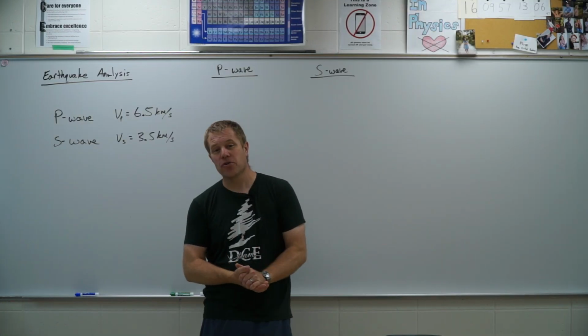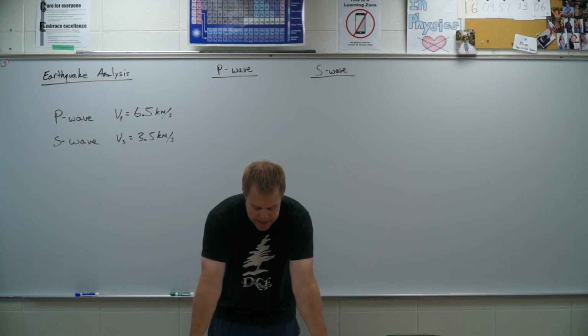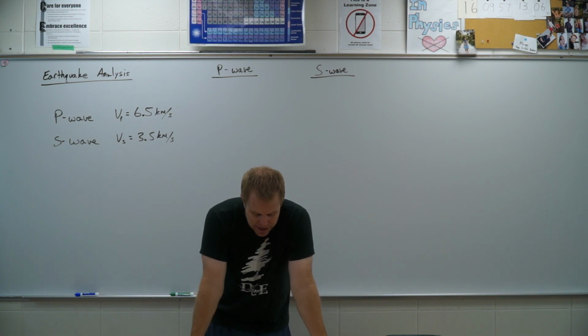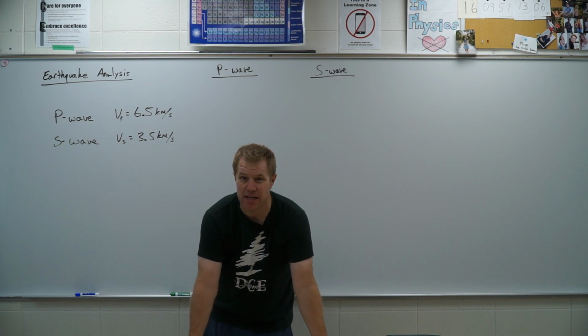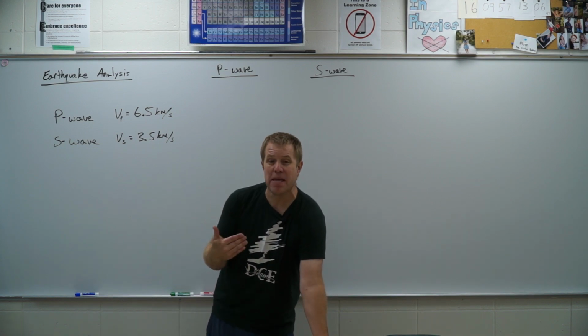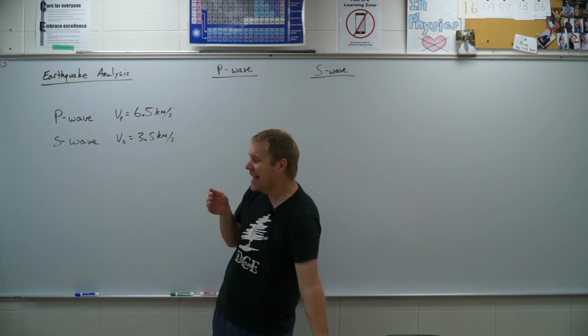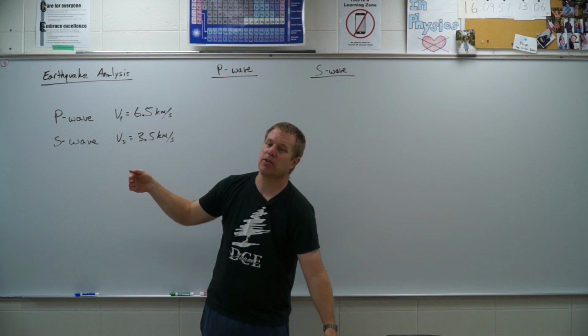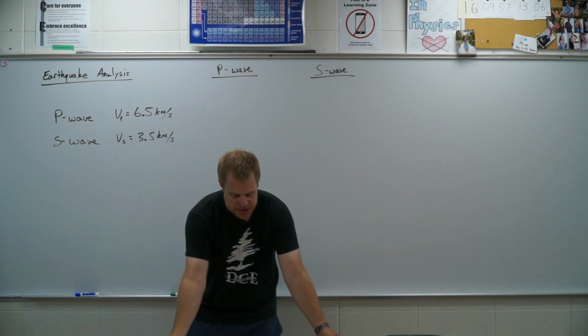Let's take a look at this earthquake analysis problem here. It says earthquakes produce several types of shock waves. The most well-known are the P wave, P for primary, meaning it's the first one to get there, or P for pressure, meaning it's a longitudinal wave, meaning it vibrates the ground back and forth as it moves.